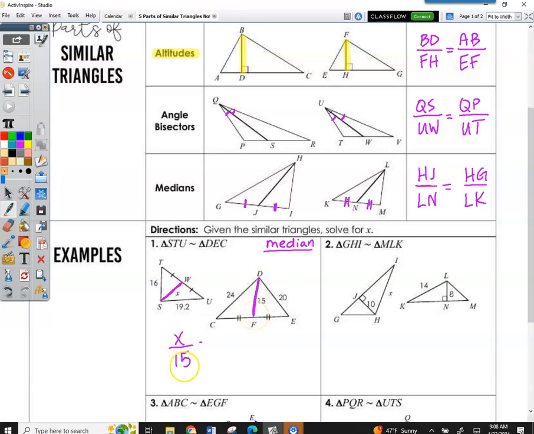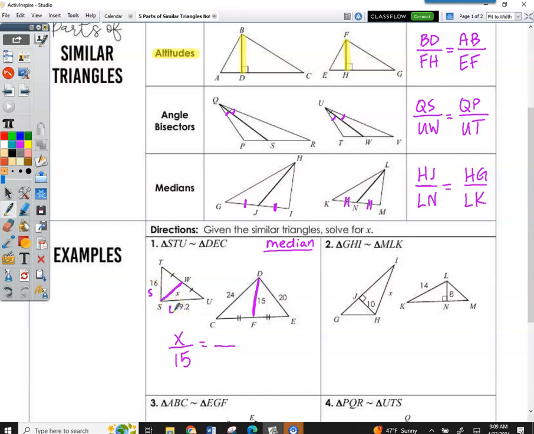X compares to 15 as, and now you have the freedom of choice of what you want to use for your other fractions. Be careful, these triangles are not turned in the same way. So here's what I like to do. When I've got too much info and they're not turned the same way, I like to use the letter S for small and L for large to let me know: is this triangle like 16 and 19.2? 16 is the small number, 19.2 is the bigger number, right?